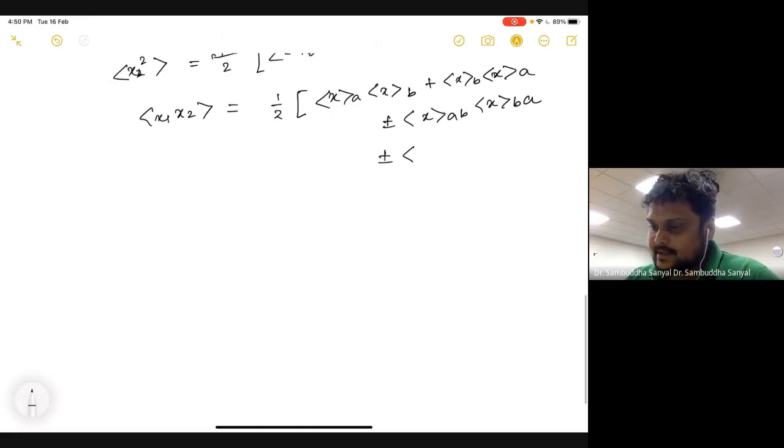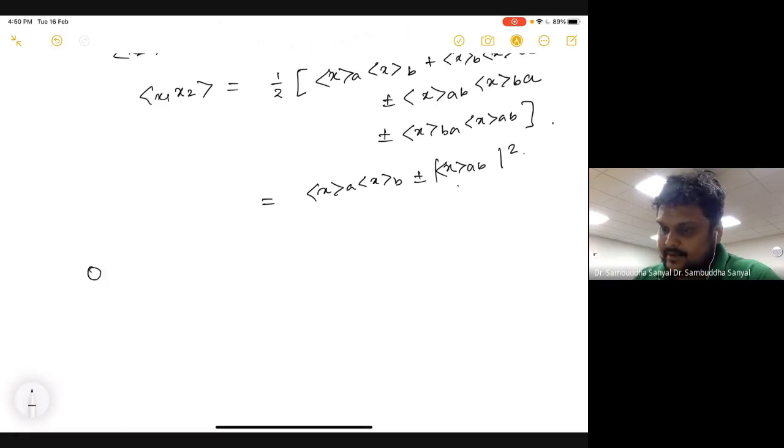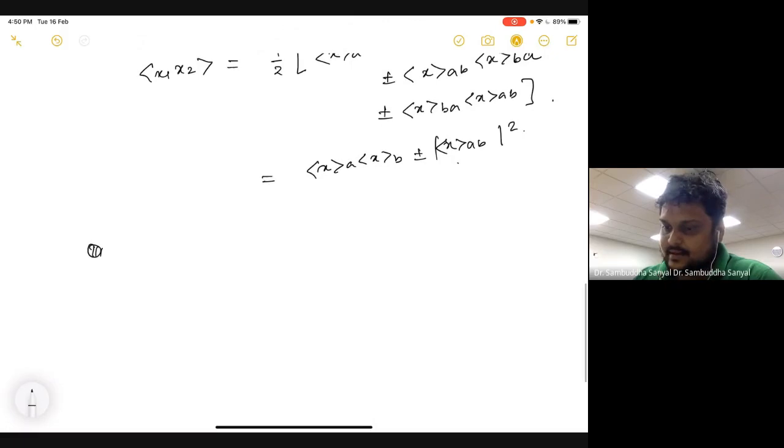So you get x_a x_b, x_a x_b. So that is basically x_a x_b plus minus |x_ab| square. And this x_ab is basically the x expectation value within the states A and B. So that is how your x1, x2 will come. So now basically you are left with the answer in the plus minus.